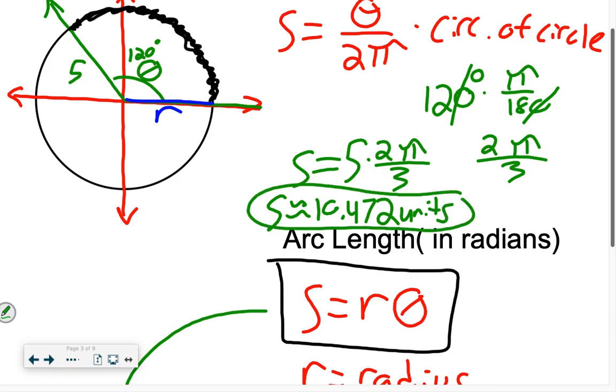So, finding arc length is pretty self-explanatory. It's just plugging in. The only issue we had last quarter was making sure that you convert to radians first. So this is very important. You can't plug in 120 degrees. You have to plug in the equivalent in radians. Okay?